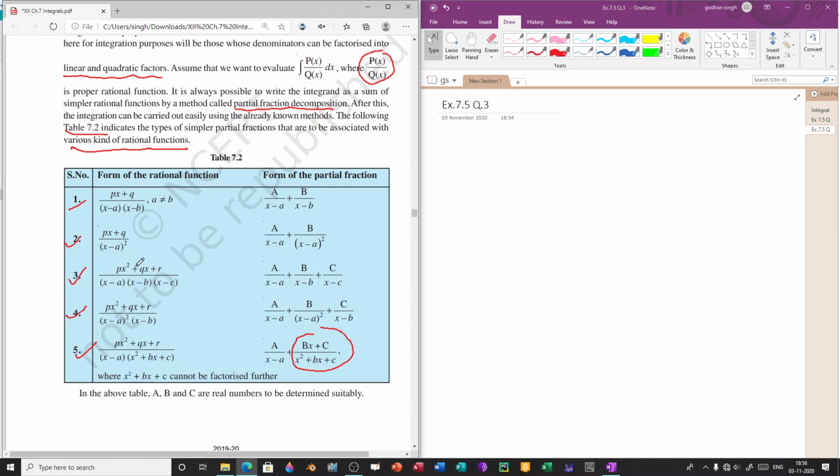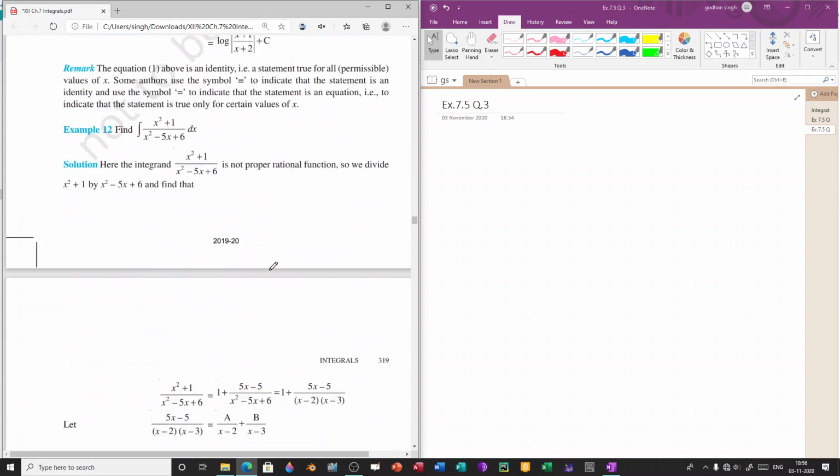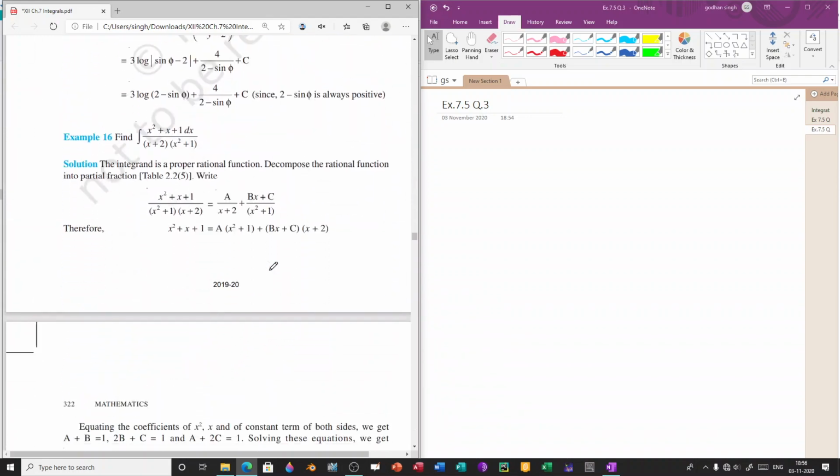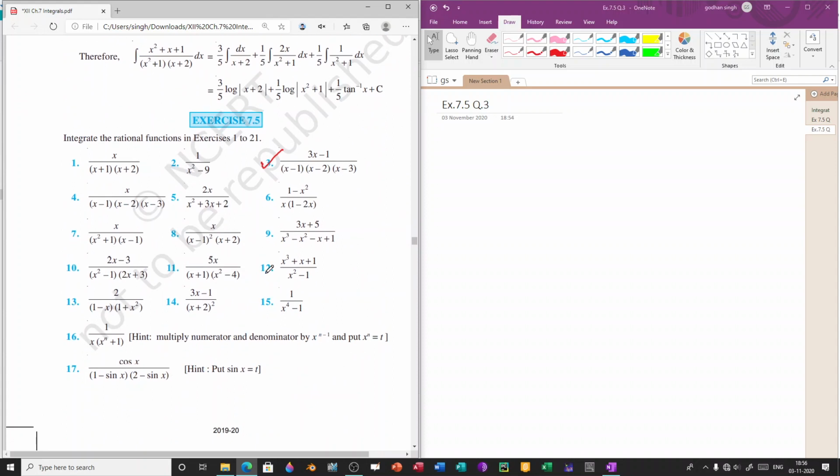In the numerator the polynomial can be quadratic or linear, even it can be a constant polynomial. There is no restriction on that. And in the denominator we are having a cubic polynomial, but it is factorized, so that is why we are getting the form x minus a, x minus b, x minus c. So we will be applying this form, px square plus qx plus r over x minus a into x minus b into x minus c equal to A over x minus a plus B over x minus b plus C over x minus c, and then we will obtain the values of capital A, capital B and capital C. So this is the form which we have to apply in exercise 7.5, question number 3.